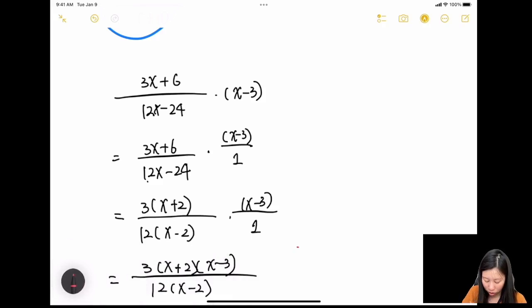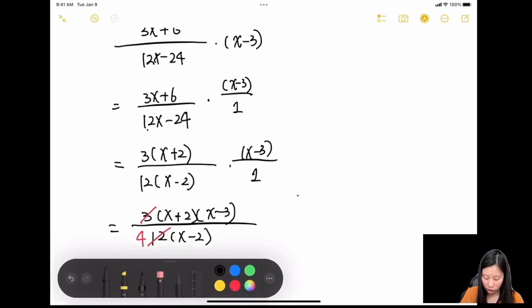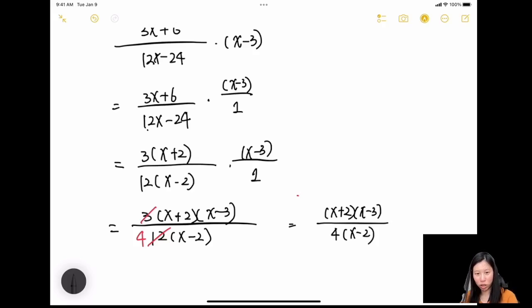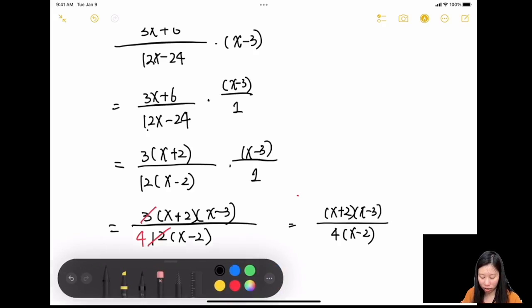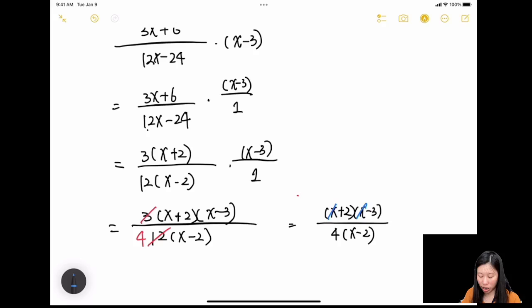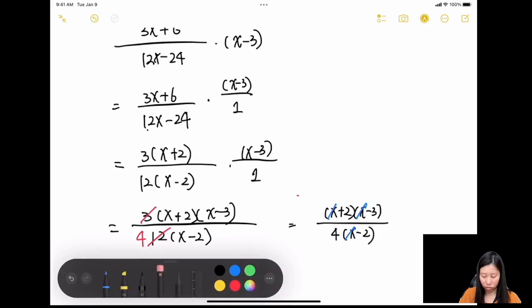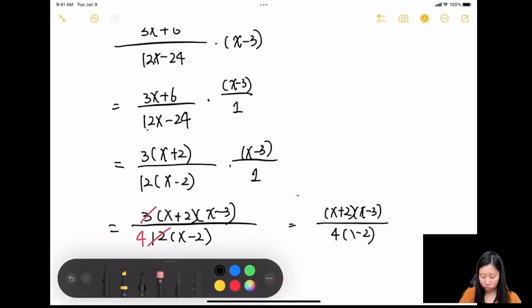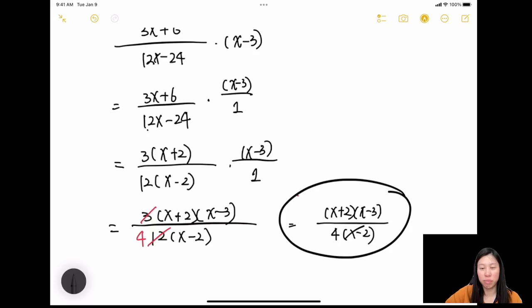And then 3 and 12, since 3 is a factor of both, I can simplify these. So I end up with the answer: x plus 2 times x minus 3 over 4 times x minus 2. Again, don't try to cross cancel the x in here, because x is not a factor. Okay, that should be your final answer.